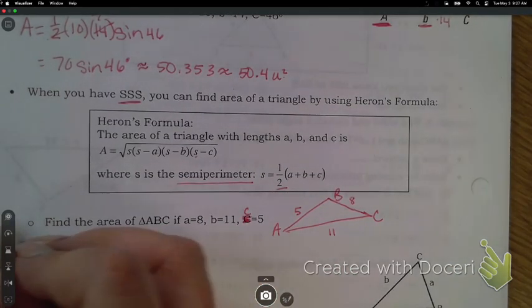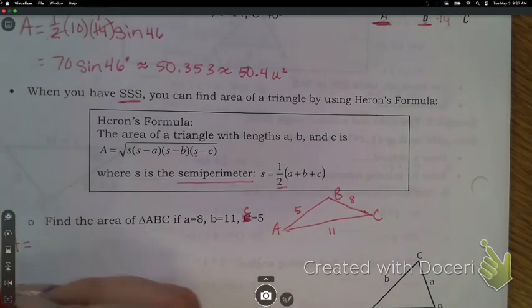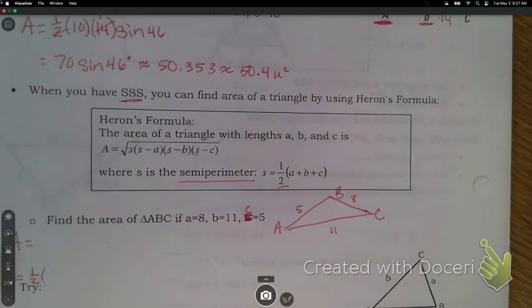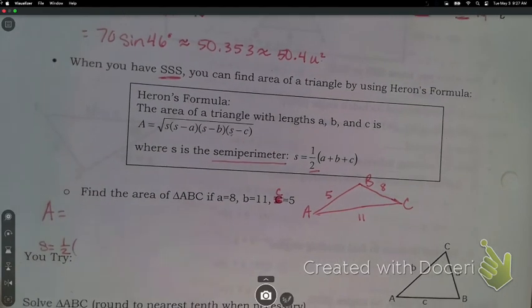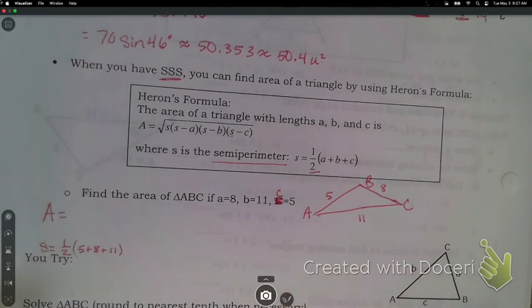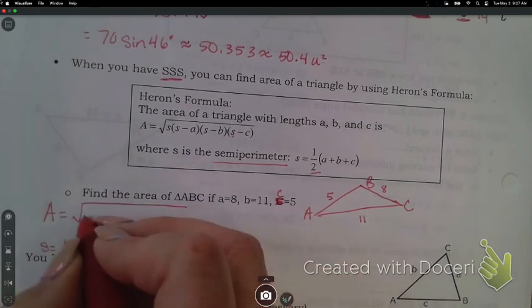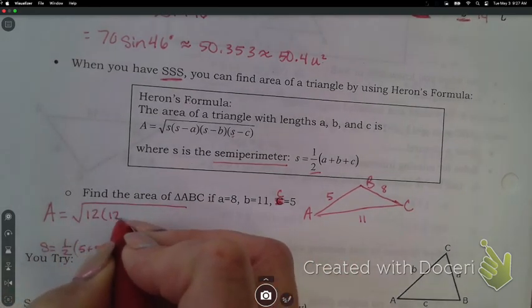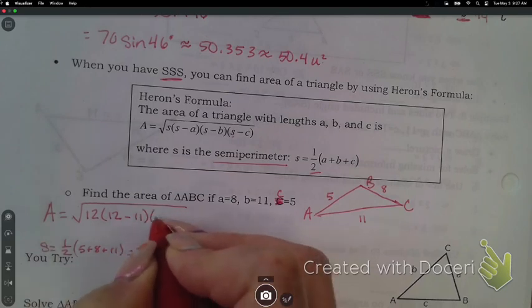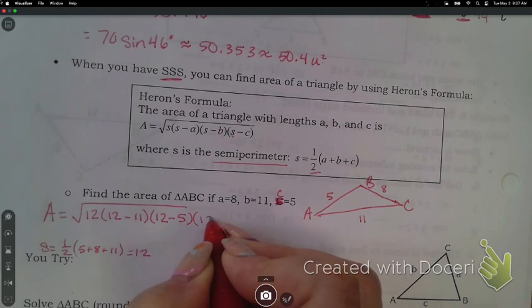Okay, so area equals, well, we need to find the semi-perimeter, right? So 1/2 what? 1/2 of 5 plus 8 plus 11. 5 plus 8 plus 11, so 13 plus 11 is 24. So half of that is 12. So square root of 12 times 12 minus 11 times 12 minus 5 times 12 minus 8.